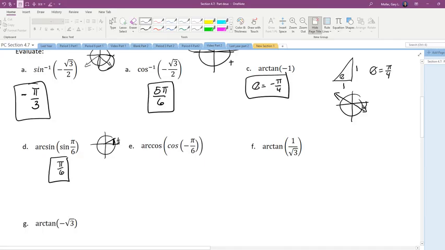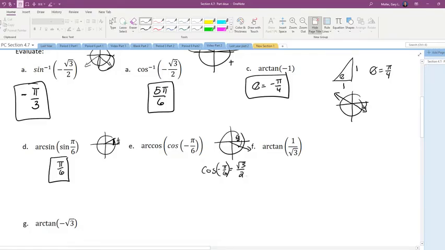Arc cosine of the cosine, you would think, just cancels each other out, and we would get an answer of negative pi over 6. But that doesn't quite work like that, because let's take a look at what we're dealing with here. So arc cosine of the cosine of negative pi over 6. So we're going to open up this way, pi over 6. So the cosine is going to be root 3 over 2. Okay, so the cosine of negative pi over 6 is equal to positive root 3 over 2.